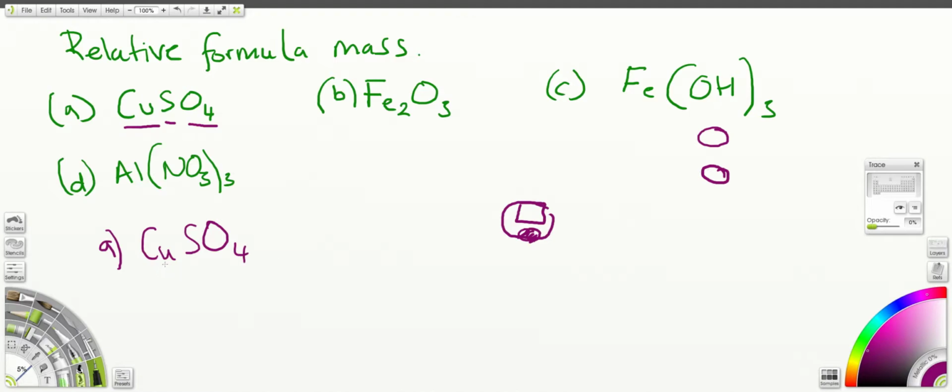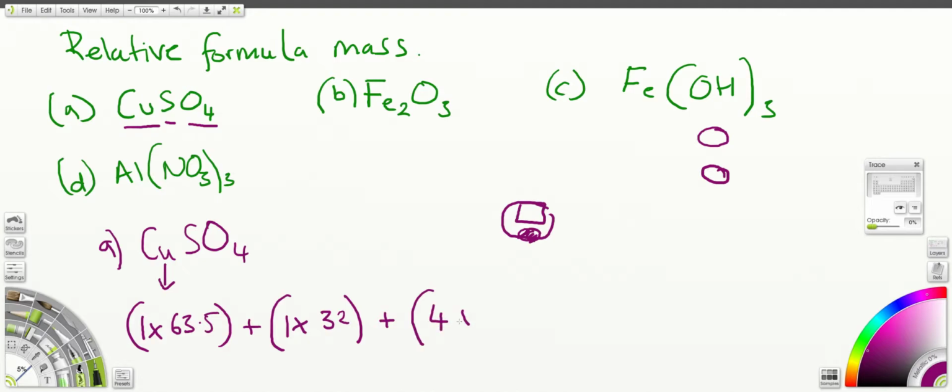Like we said, there's one of these, so I'm going to write 1 times. What was Cu? It was 63.5, and I'm going to add that to how many sulfurs do I have? 1 times. Now, guys, in your scientific calculators, don't forget to include the brackets. So it's going to be 1 times sulfur, which is 32. Now I've got 4 lots of oxygen, so I'm going to write 4 times the mass of oxygen, which is 16. Then you do that in your calculator.